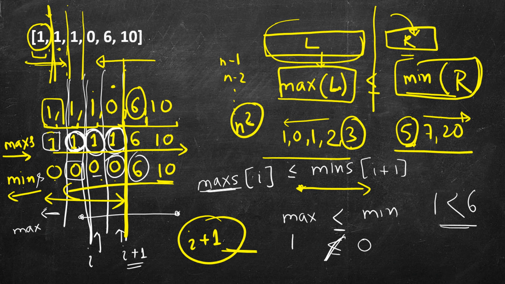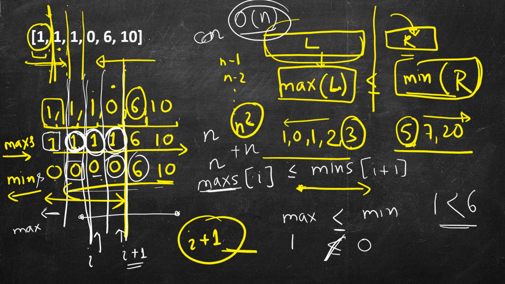Now what should be the time complexity here? For creating this max array, it takes n time. For creating this min, it also takes n time. And then we try for different values of I and stop somewhere before the end. So again maybe worst case n. So overall it is O of n.